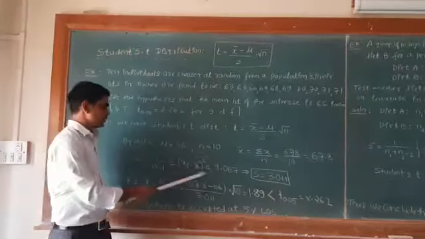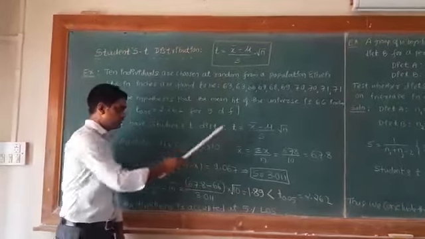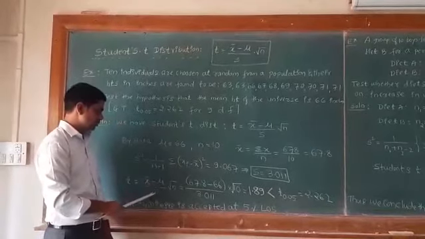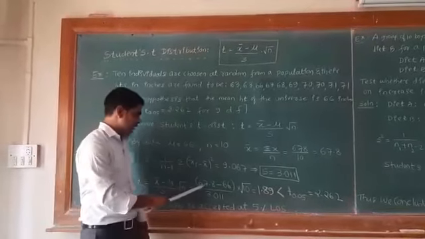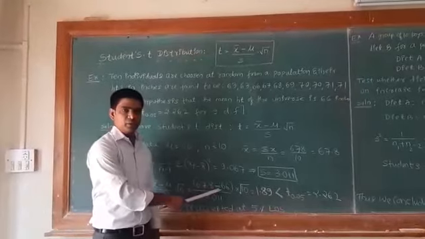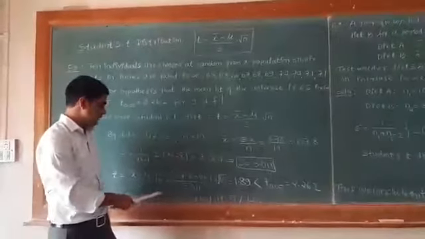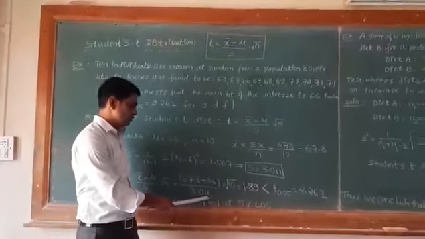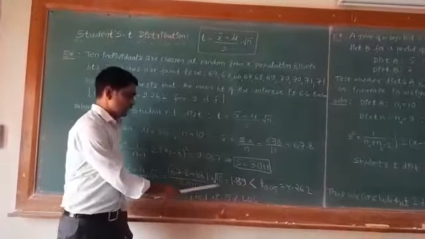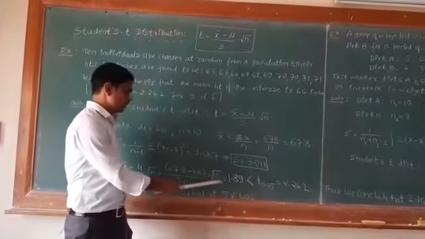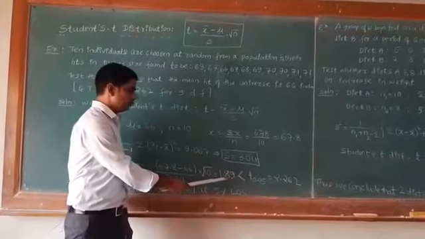3.011. Then after that substitute all the values in this t, that is x bar minus mu divided by s into under root of n. X bar is 67.8 minus mu is 66 divided by s is 3.011 into n is 10, under root of 10, and simplifying we get t is 1.89.